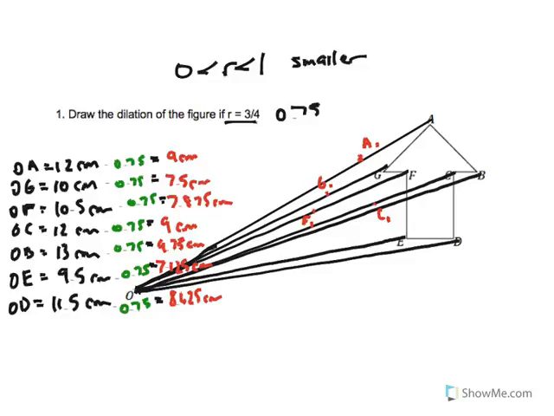9.75. Right here. B prime. And then E is going to be 7.125. And then D prime is 8.625. D prime. And then connect the new vertices in the order that they are above. So A connects to G, and then A connects to B. You can start from the top down.